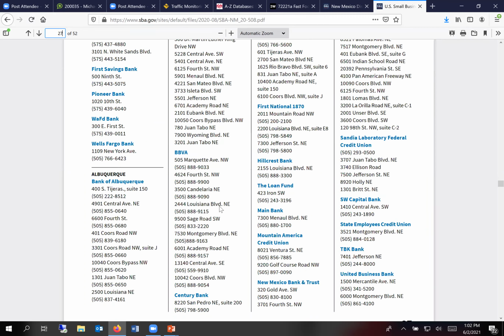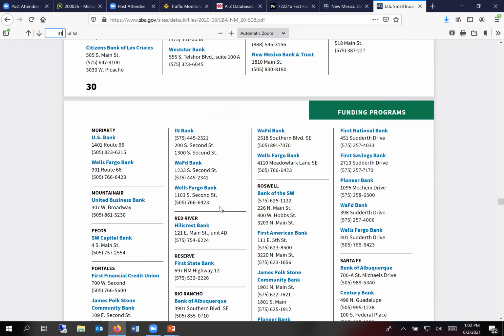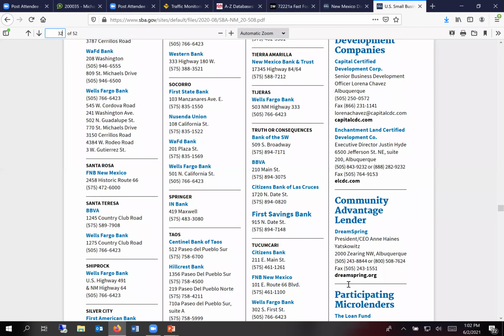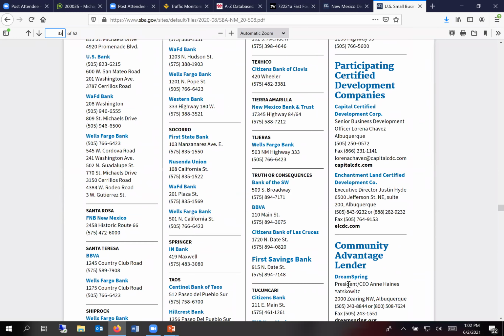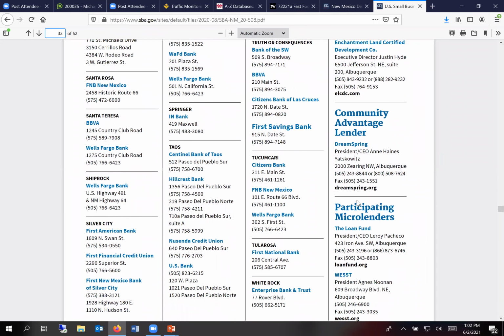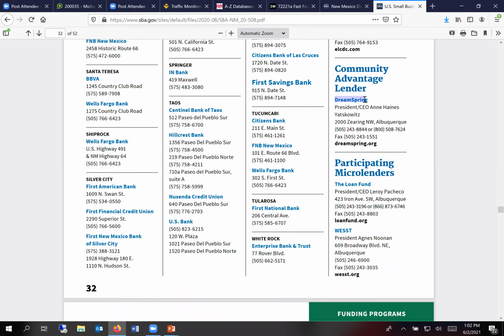And if you go to the bottom of the guide, you will see participating certified development companies and community advantage lenders and micro lenders. If you have a startup idea and you need funding for that startup, Capital CDC and Enchantment Land CDC are willing to lend for larger projects, mostly capital expenditures like building equipment. Community Advantage lender is DreamSpring. They are usually the only lender that, along with the Loan Fund and WESST, who will fund a startup business, usually for under $50,000. But they do loans up to $1 million plus.